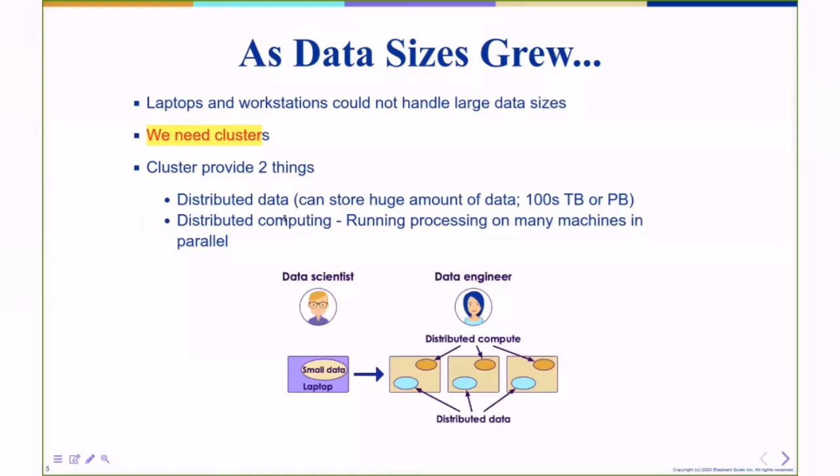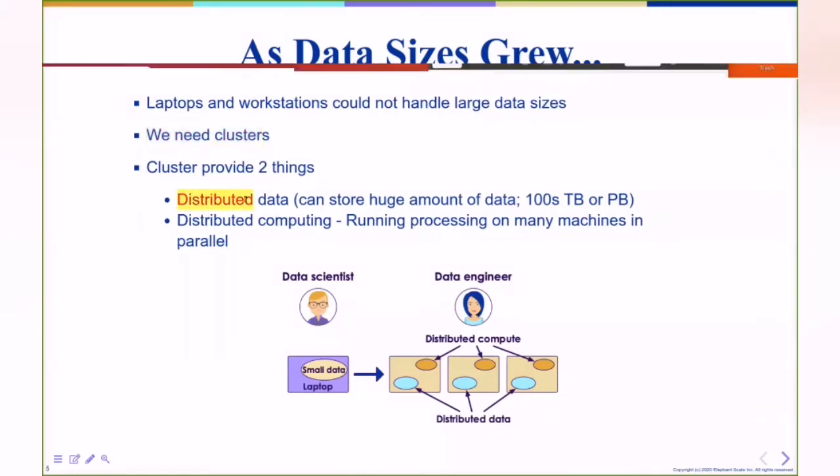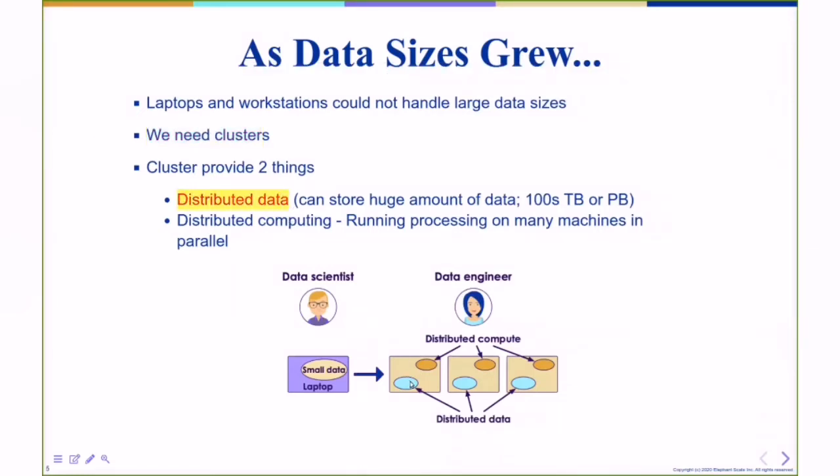If you think about clusters, they give you basically two things. One is called distributed data. What it means is they distribute the data across many, many machines. And this way your load is balanced. Even if you have huge amounts of data, your system can scale. You have heard about companies with hundreds of terabytes or even petabytes of data, because these systems can scale.